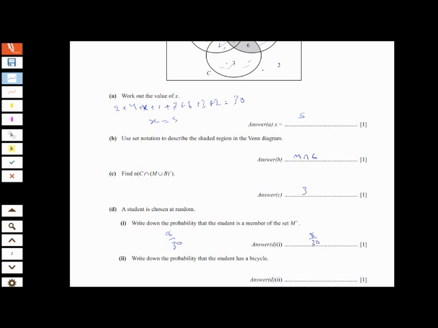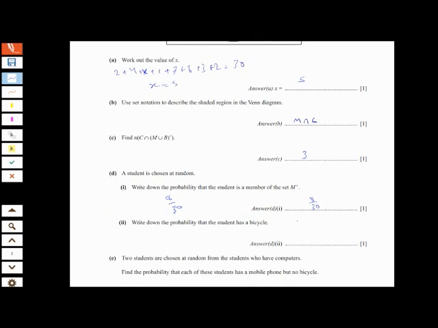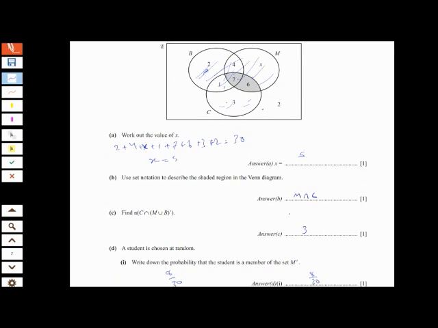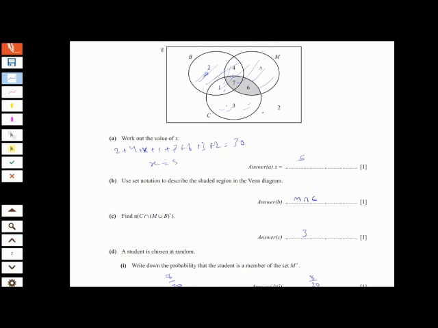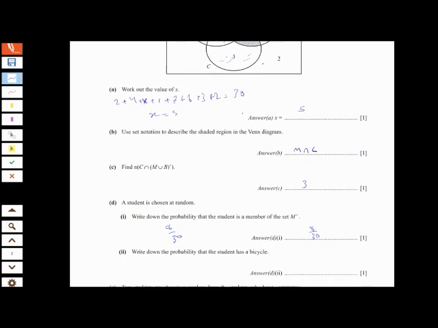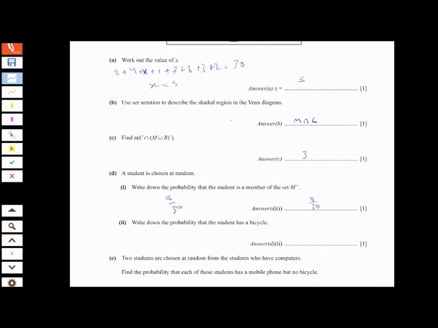Now write down the probability that the student has a bicycle. So they want this: 4, 2, 1, and 7. That's 8, 12, 14. 14 over 30. You can simplify it if you want. I think it's okay if you don't. Doesn't really matter. It's 7 over 15.